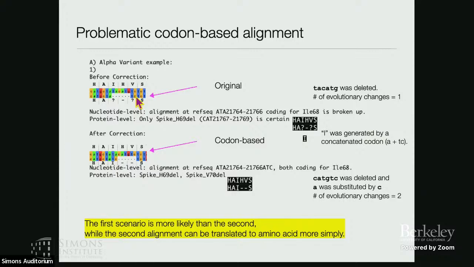Protein translation is a bit complicated because the position of the gap does not correspond to the codon boundary. Please see the amino acid alignment in the black background here. Three amino acids are unclear under this alignment. So the alpha strain is, in this case, H, A, uncertain, gap, uncertain, and S.